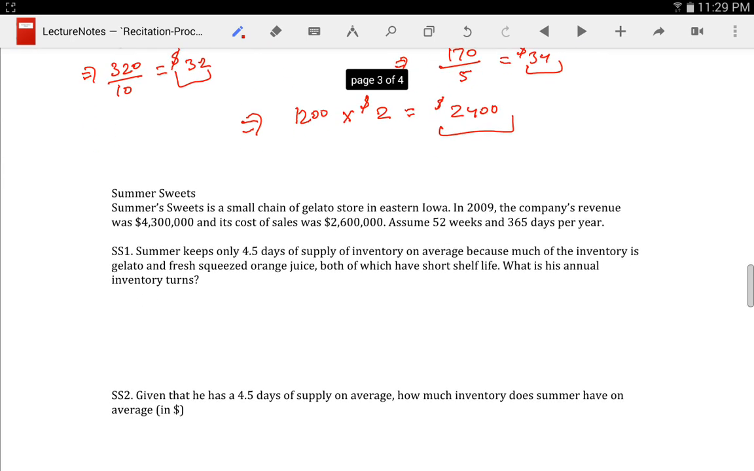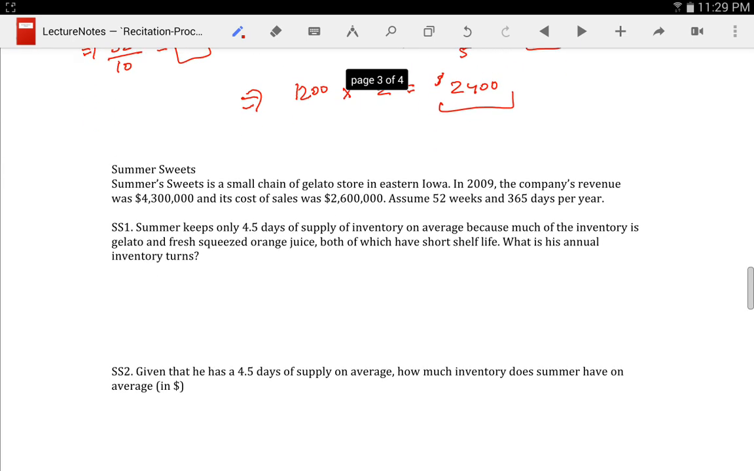Let's finish the second problem too here. And I like this second problem. It's a very interesting problem. What's happening here is this Summer Sweets has a revenue of 4.3 million with a COGS of 2.6 million. This gelato store always has 4.5 days worth of inventory. The question is, what's the inventory turn?